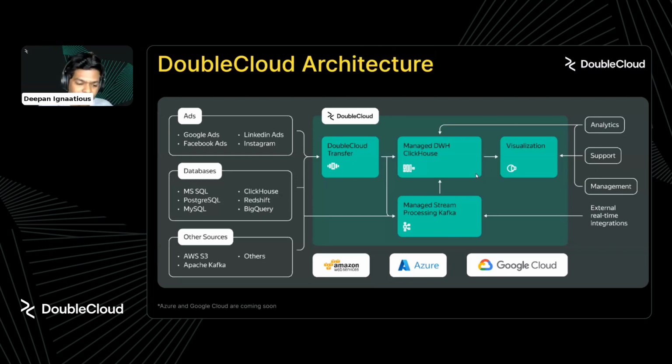So we have these pieces: the Transfer service, which collects data from different sources; managed data stores, where you can put that data; and at the end a free visualization tool, where you can build visualizations on top of the aggregated data. You can think of it as an end-to-end data platform built on open data tools.